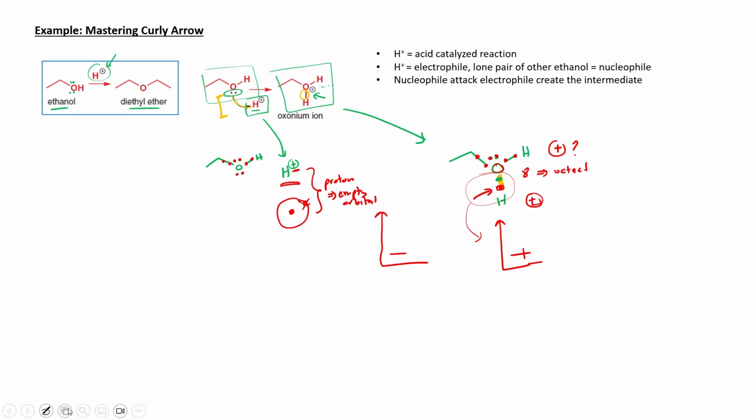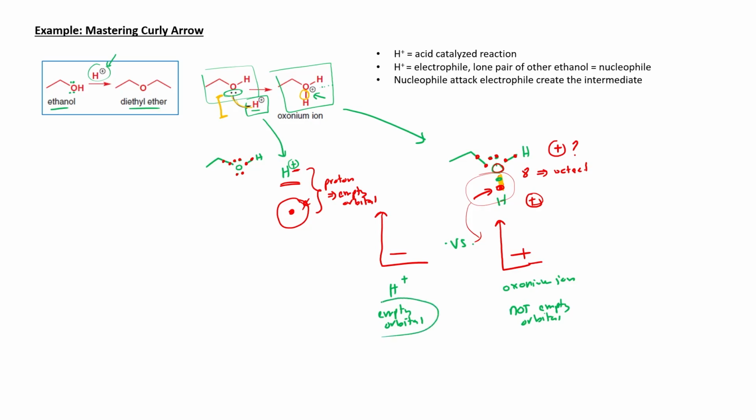So if you compare these two, the H plus and the oxonium ion are not the same. This is an empty orbital, whereas the oxonium ion is not an empty orbital, and this has a consequence.